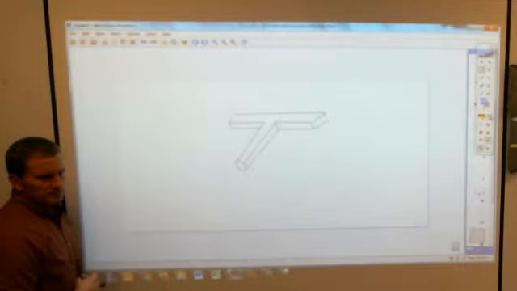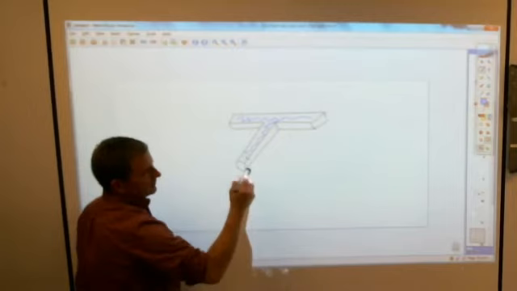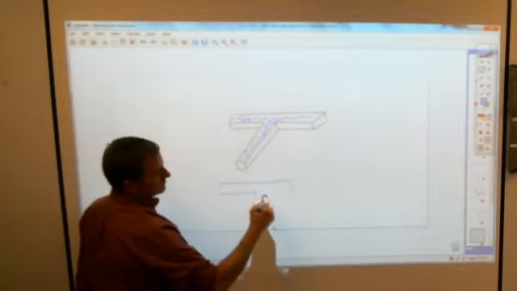A 3D T. Not a 3D T. It'll look like just a flat T, right? Okay. If you're looking just at the top of that, it just looks like this. Here's the top. I guess I ran out of room. That's the top. You're not going to see any other lines other than that right there.